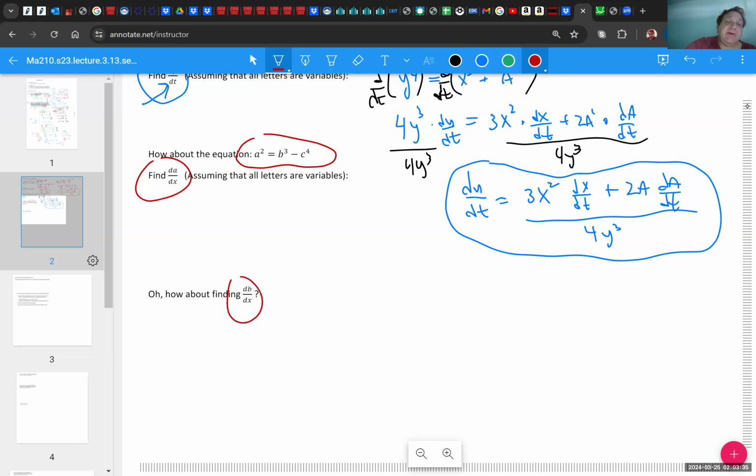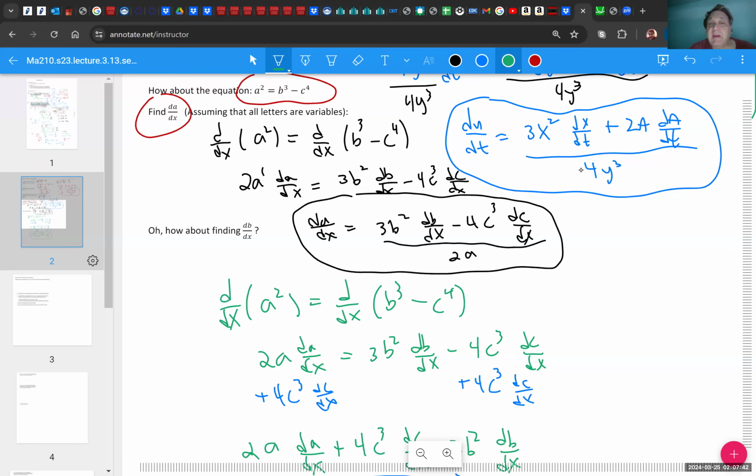See if you can find dB dx. See if you got the idea of how this works. And then come back and I'll show you my solutions for these problems. So please give it a go if you're willing, if you have a little energy. And then when you're ready, come back and we'll check out the solution.